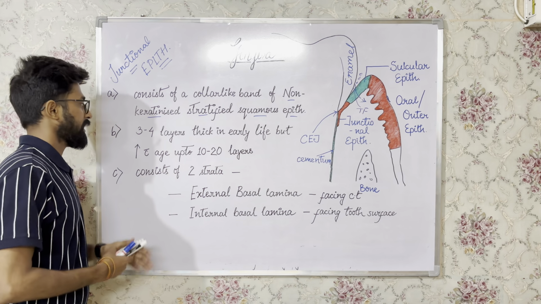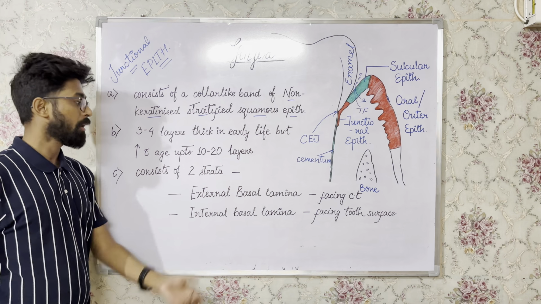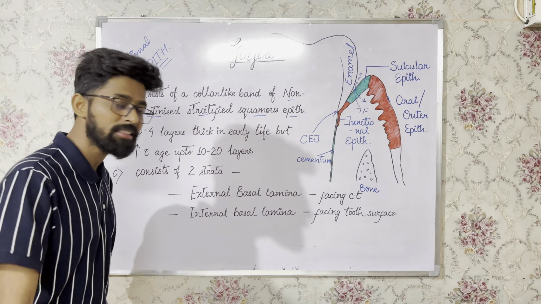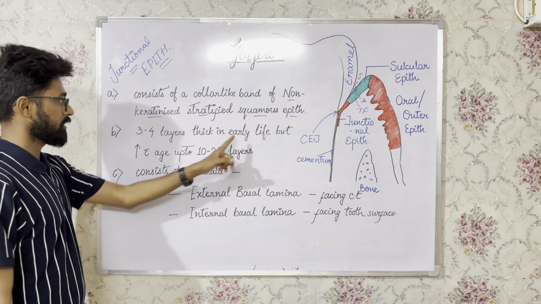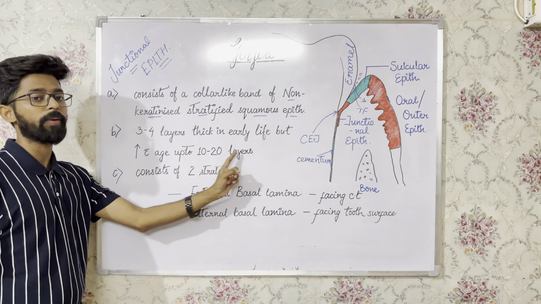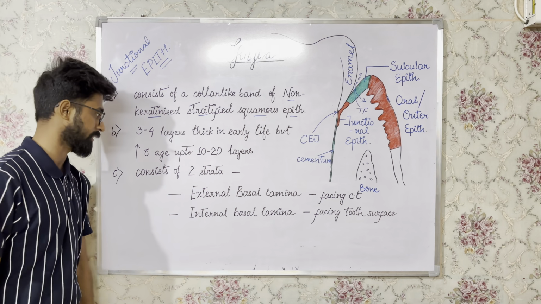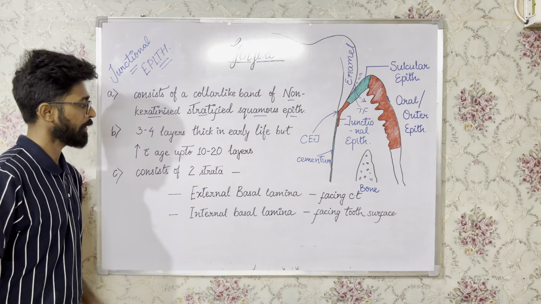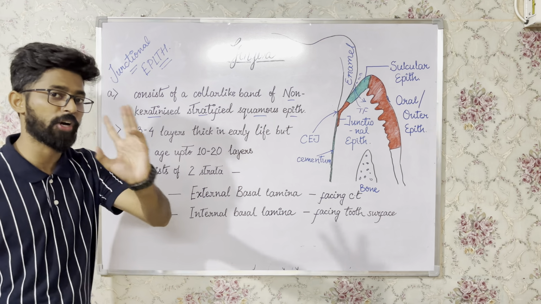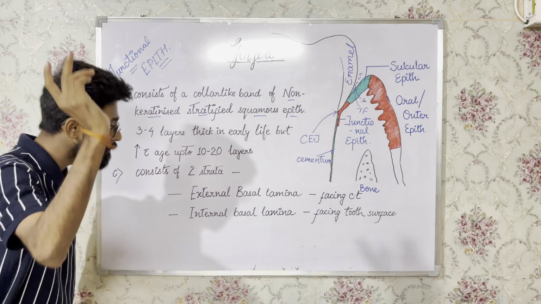Okay? Next point is, it is 3 to 4 layers thick in early life, but as the age advances, it increases. See? It increases with age up to 10 to 20 layers. Okay? Next point is, it consists of 2 strata. Means the junctional epithelium itself has 2 sublayers.